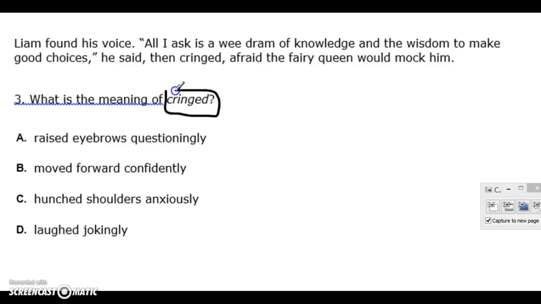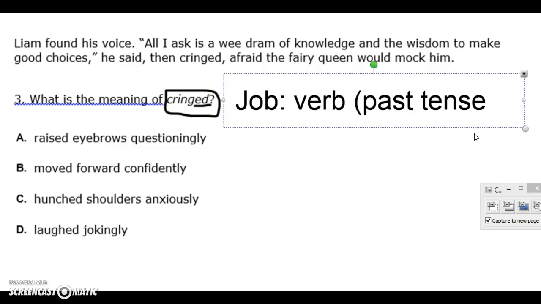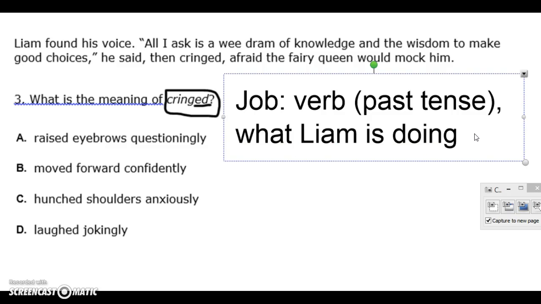Let's box that. Right away, I'm noticing that cringed ends in "ed." We've talked about this. Words that end in "ed" often have the same job, and the job of those words is a verb. The reason they end in "ed" is it's past tense. But I don't want to just say verb. I want to say who is doing this action in the sentence, because that's going to help me figure it out. So I go up to the top and it says, "he said, then cringed, afraid the fairy queen would mock him." The person who's cringing is Liam. So I'm going to say what Liam is doing.